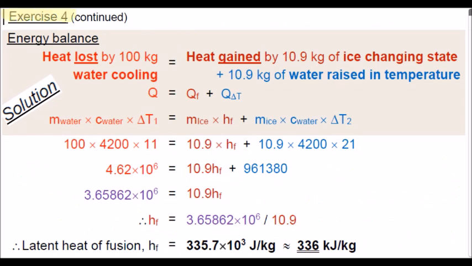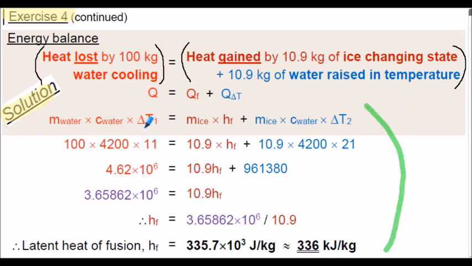Exercise 4, solution continued. So here's the energy balance again. Heat lost by the 100 kilograms of water cooling goes into heat gained by the 10.9 kilograms of ice, changing its state to water and then raising the 10.9 kilograms of water 21 degrees C. Again, I'm going to let you review the solution at your own pace.